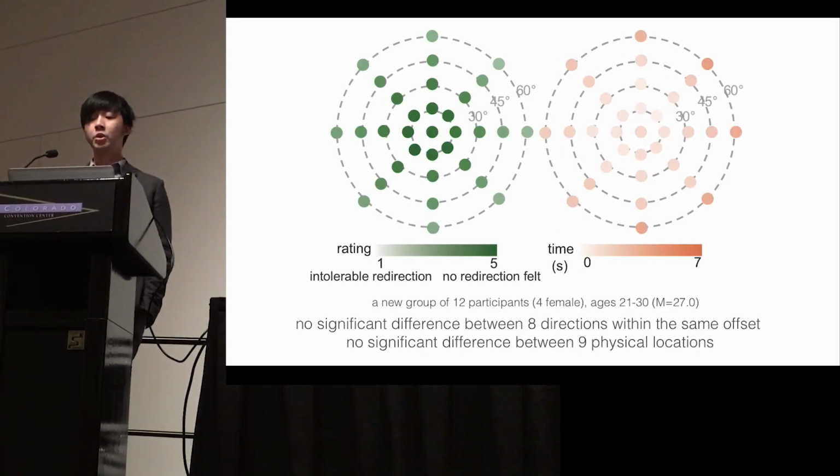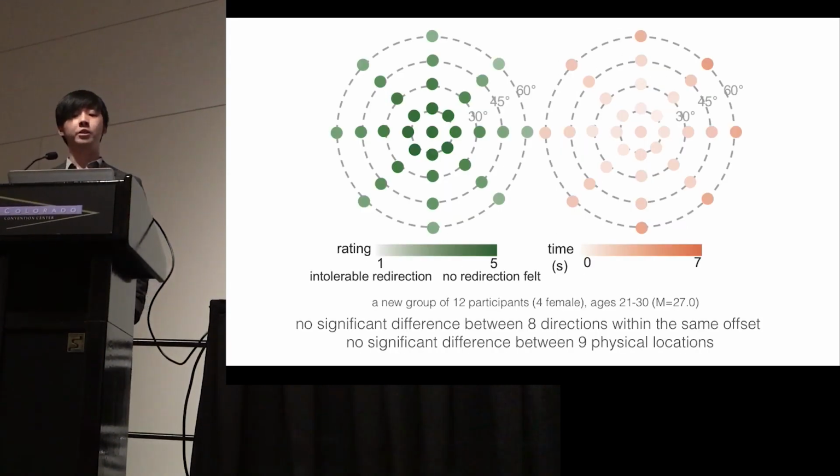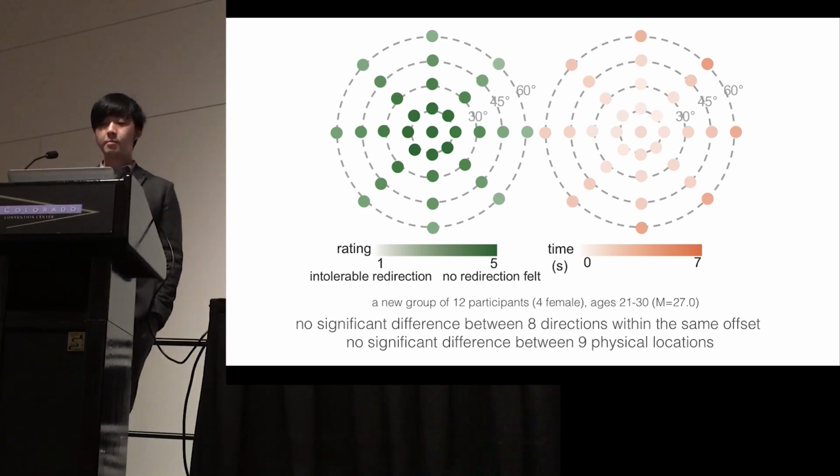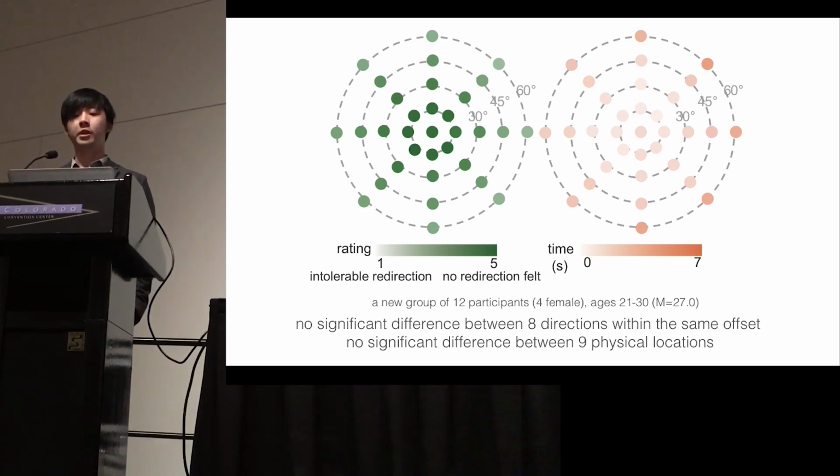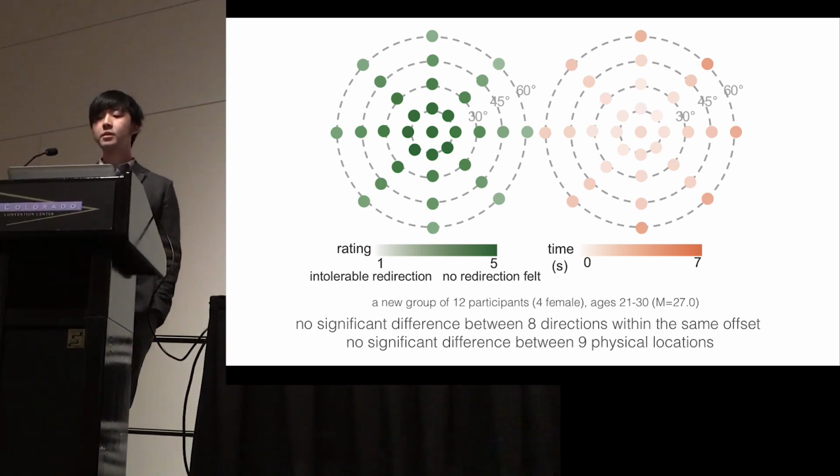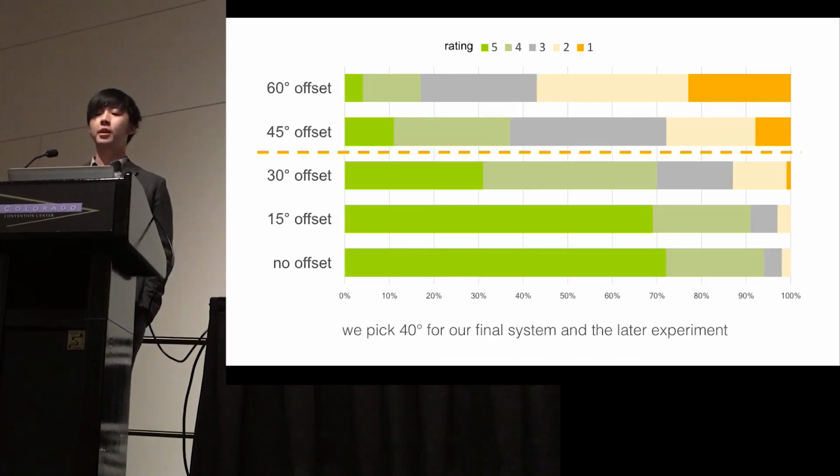But here's the result. We could imagine the larger the redirection, the lower the score, and the more time needed for the user. But we found no significant difference between 8 directions and 9 physical locations, both in rating and time. So it all comes down to the offset.